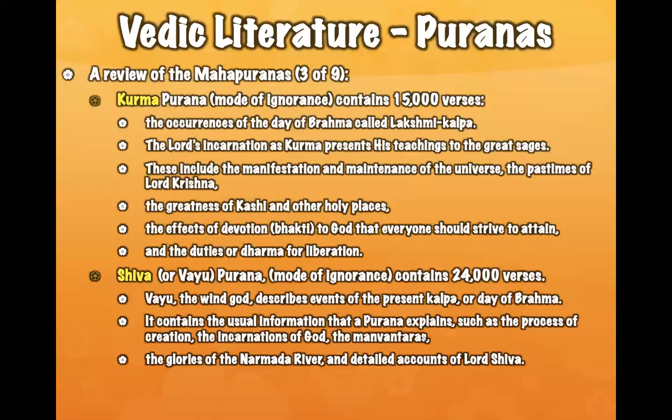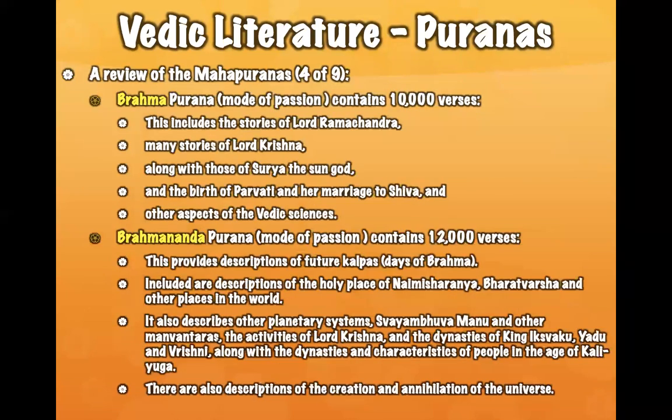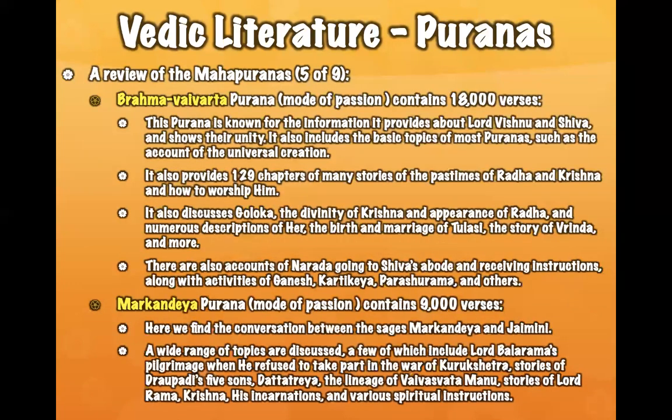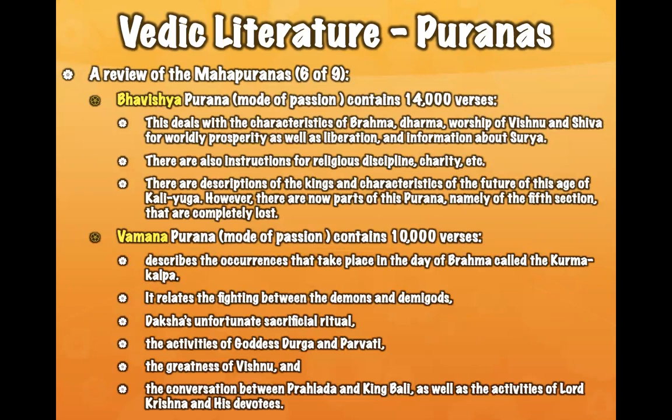Similarly, those 6 which are in the mode of passion, the Brahma Purana, Brahmanda Purana, Brahma Vaivarta Purana, Markandeya, Bhavishya, and Vamana, do a similar exercise, bringing the reader from the mode of passion to the mode of goodness. That's the principal reason why they are put in these categories. But the subject matters of the Puranas are very similar. They talk about creation, they talk about the incarnations. So it's quite difficult when you're reading.